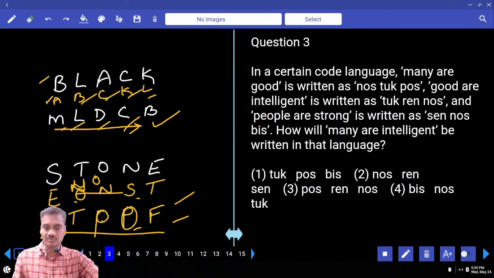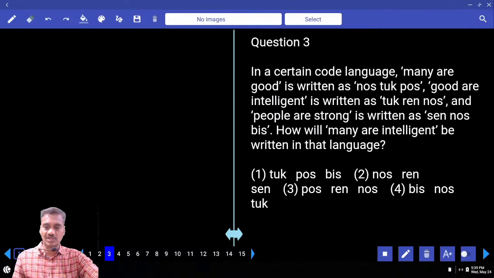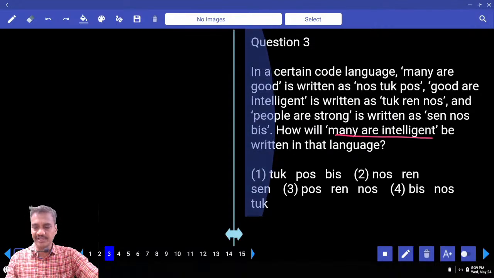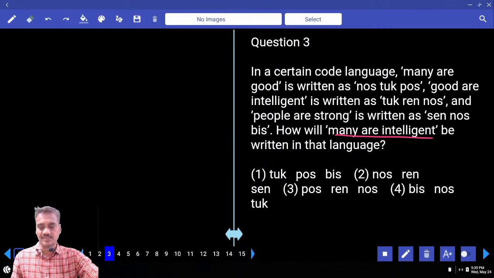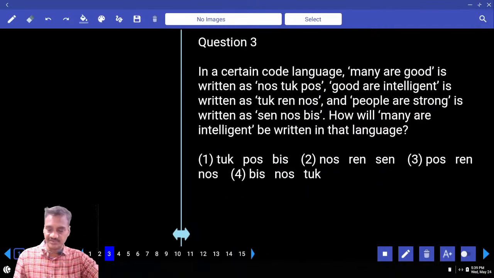Then next coming to question number 3. In a certain code language, how will Many are intelligent be written in that language? Now if you observe here, many are good. Here R is the word that is given at the center. Now which code is at the center here? NTUK. Hence we need to find out the code for each word.